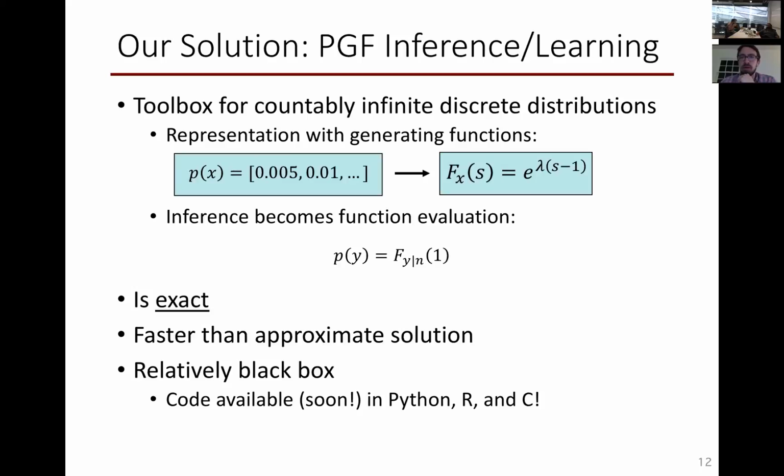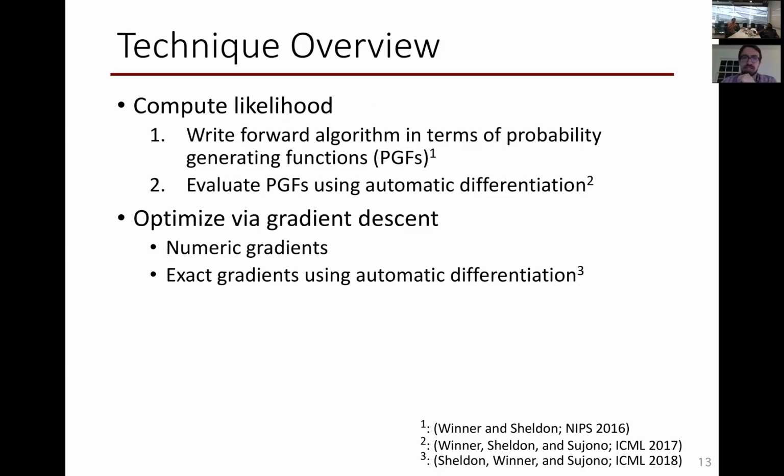Okay, so let's dig into this PGF inference, PGF learning technique. The main thing we're going to focus on today is how to use these techniques to compute the likelihood in latent branching processes, the model that I just presented. This is going to have 2 major elements. The first is writing our favorite inference algorithm in terms of probability generating functions. And the second is evaluating those functions using Autodiff.